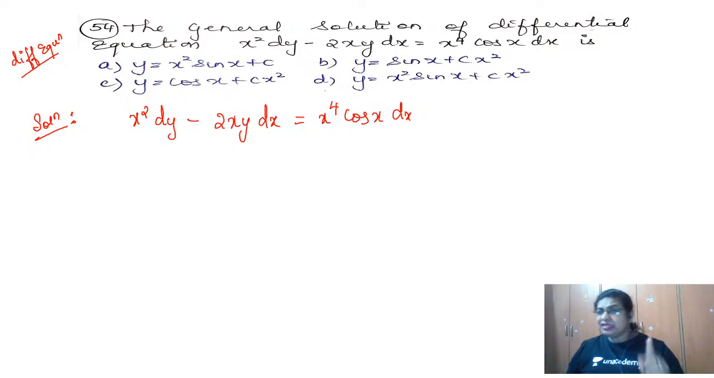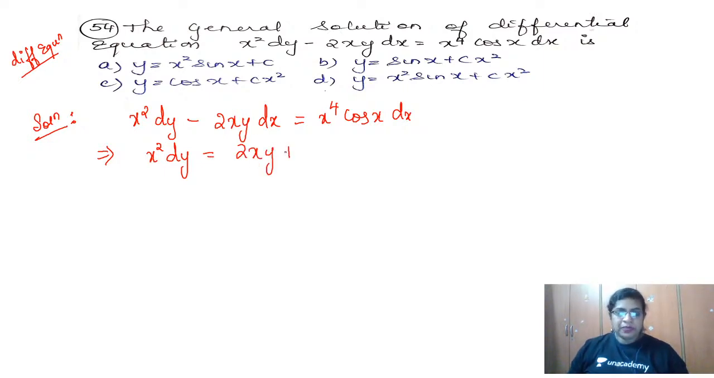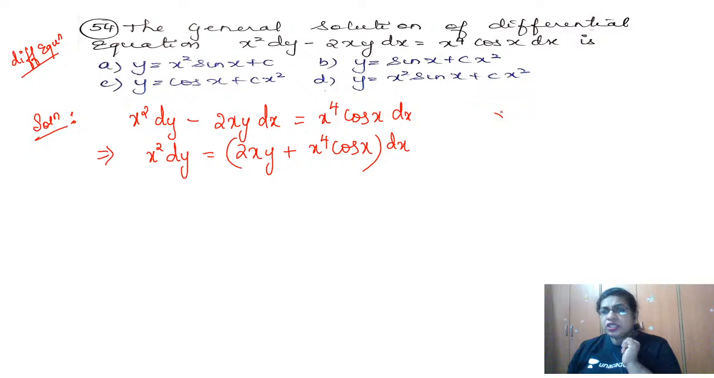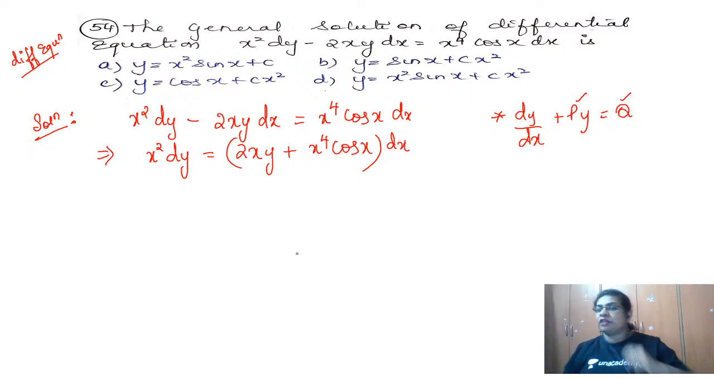Can you see that dx is appearing in two places? My first step is to bring that dx together. So what will we do? We will take minus 2xy to the right side. So this will become x square dy is equal to 2xy plus x to the power 4 cos x whole into dx. Now I want any of this form: dy by dx plus p into y is equal to q, where p is a function of x, q also a function of x. So let us try whether we can do that.